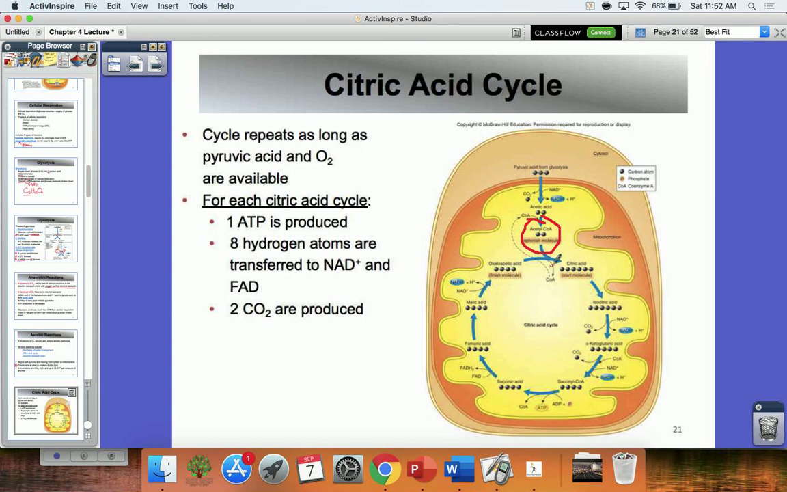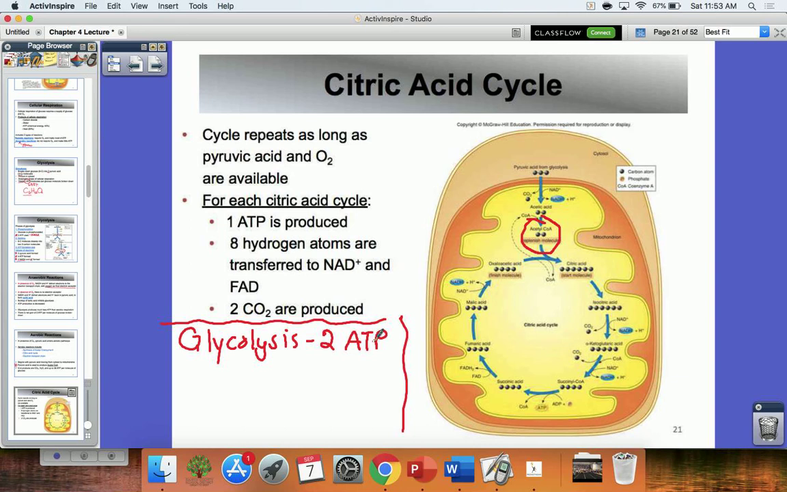So we have to just make a note of what we've done so far. I'm just going to write this off to the side here. So in glycolysis, and this is all net speaking, we have two net ATP that are produced.